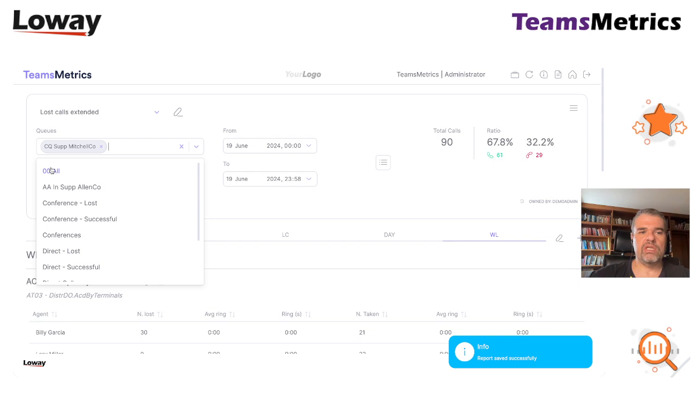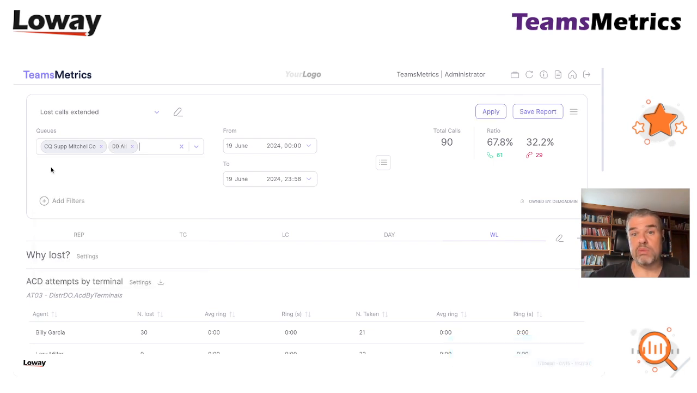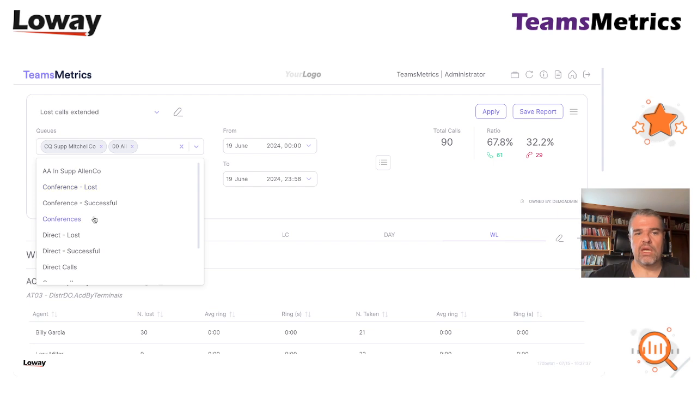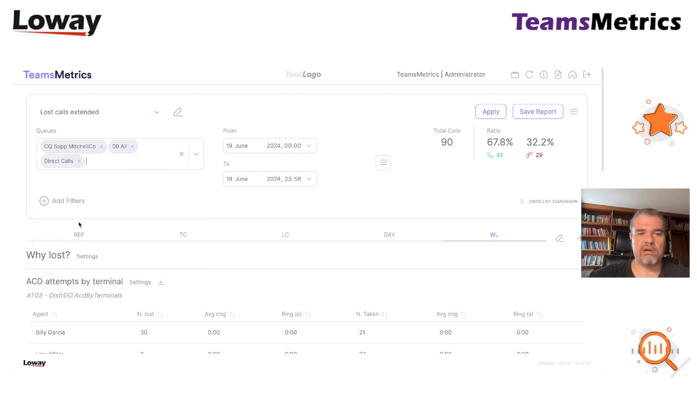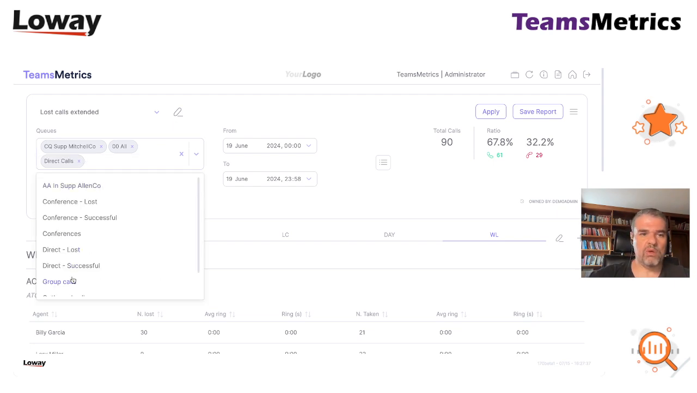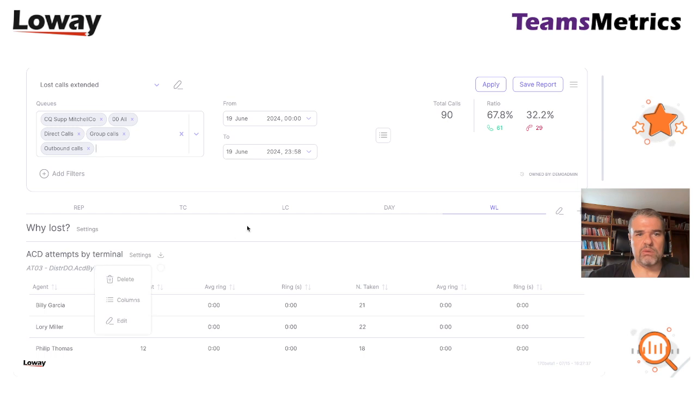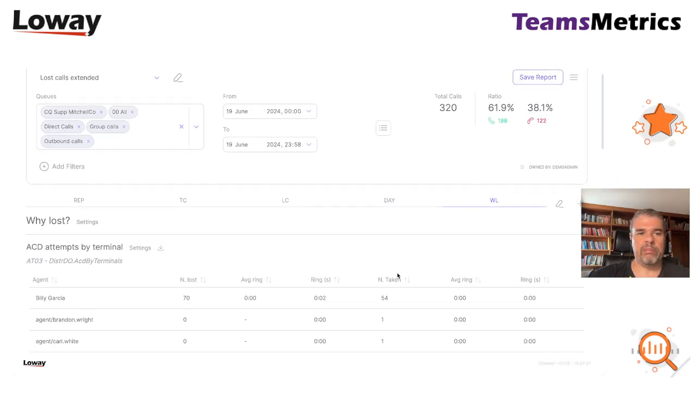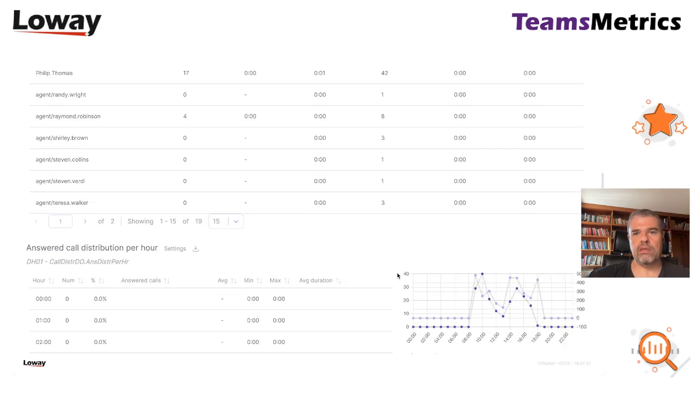To do this, what we do is we add all of the queues, because it's likely that they are working on a different queue as well. It's possible at least. So it could be a queue, or could be a direct call, or could be group calls, that is conferences, or it could be outbound calls. Let's see if any of these things click. We apply.